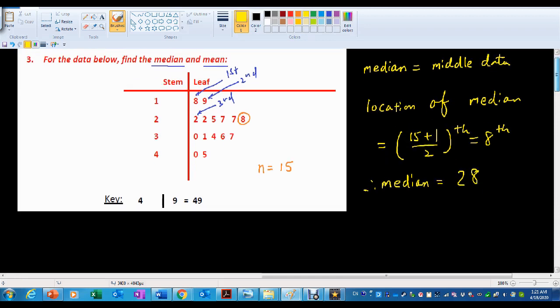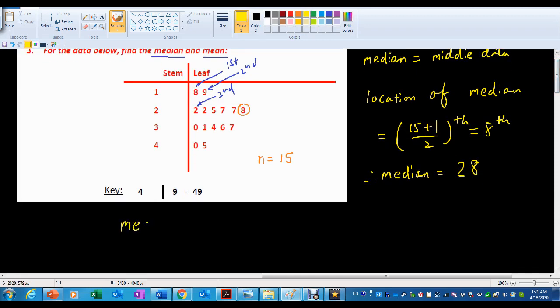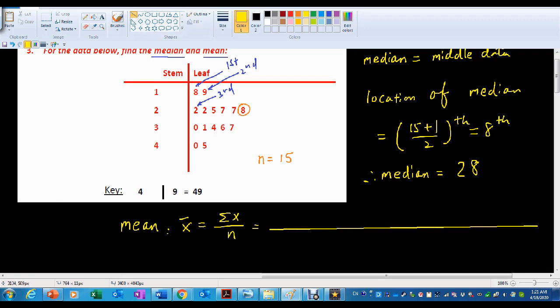So how can we find the mean? The mean is what we call, in symbols, x with a bar on top of it: all the data divided by the number of data. There are lots of data this time, so you need to add all of them. 18 plus 19 plus 22, that's 222. Then 25, 27 plus 27 plus 28 plus 30 plus 31, 34.